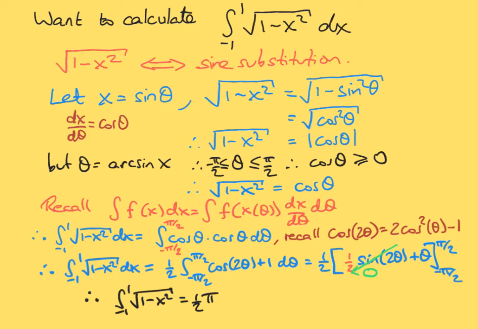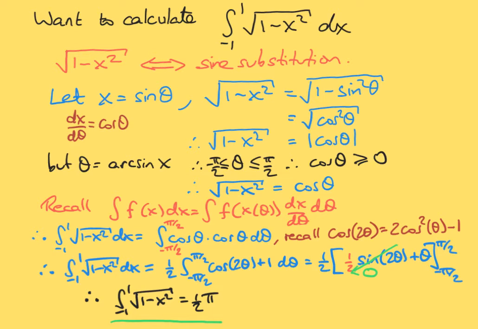So what we have is a half times pi over 2 at the upper limit, minus minus pi over 2 from the lower limit. So that's pi over 2 plus pi over 2. We're going to get pi. But don't forget there's a factor of a half multiplying everything. So we see that our answer is going to just be pi divided by 2. And that is our answer for the integral, and it agrees entirely with the result from geometry.